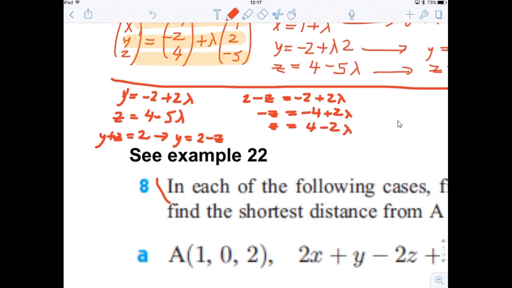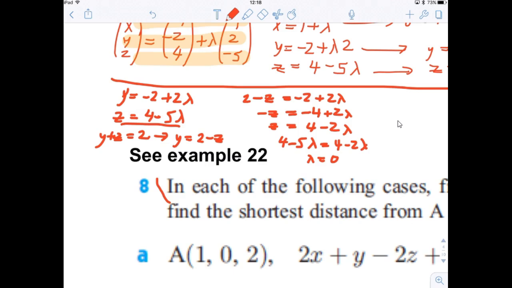And then we could take the second expression we have for z, which is z equals 4 minus 5 lambda, and we can set them equal to each other. So we have 4 minus 5 lambda is equal to 4 minus 2 lambda. So you could see that actually -5 lambda is equal to -2 lambda, and that means that lambda must be 0.